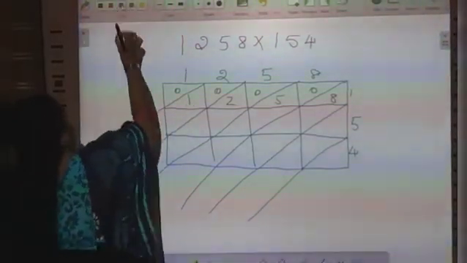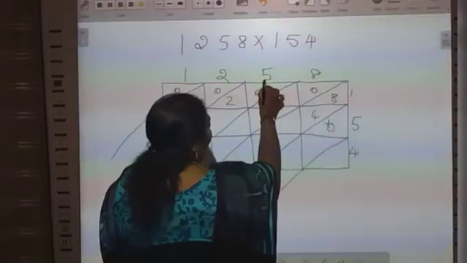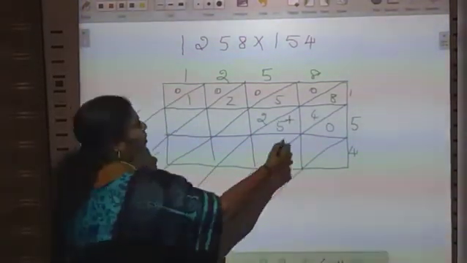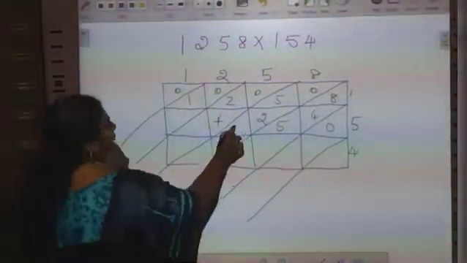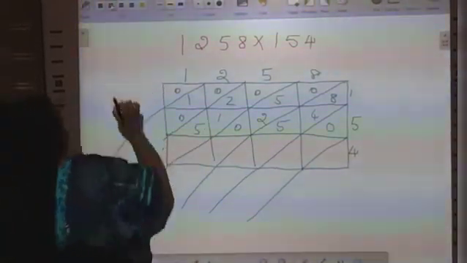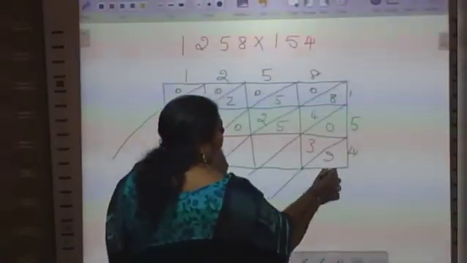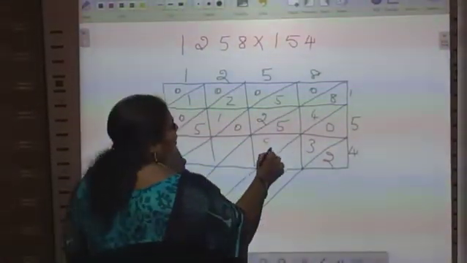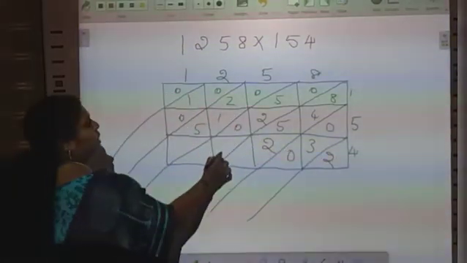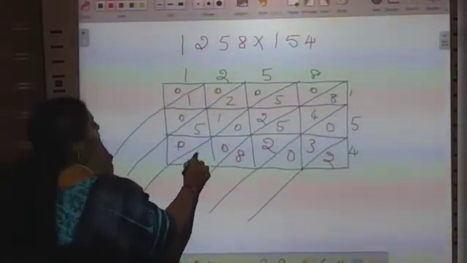Okay, next fifth table. Use the fifth table. 5 8s are 40. Then 5 5s are 25. Then 5 2s are 10. Then 5 1s are 5. Next, fourth table, right? 4 8s are 32. Then 4 5s are 20. Then 4 2s are how much? 8. Then 1 4 is 4.